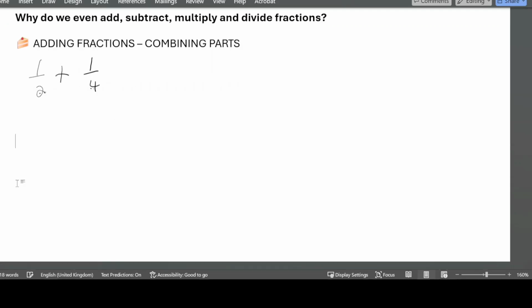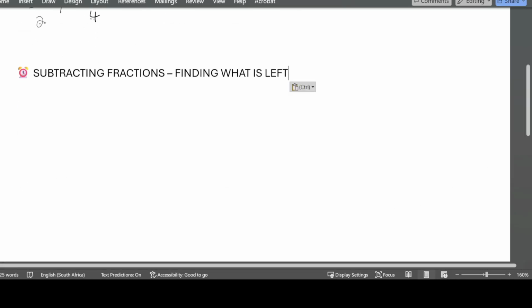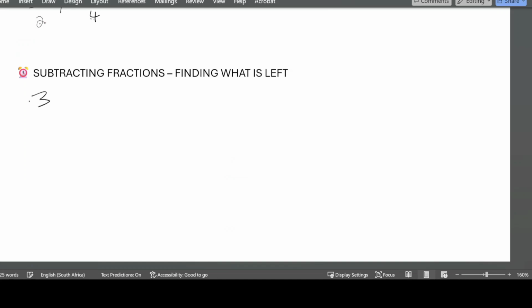Part 2, subtracting fractions, finding what is left. We subtract fractions when we want to find how much is left. Imagine you have 3/4 of a chocolate and you eat 1/4 of it. Now you want to know how much chocolate is left. To find what is left, we must subtract the fractions, right? So subtracting fractions helps us when something is taken away, like food, time, money, or medicine.